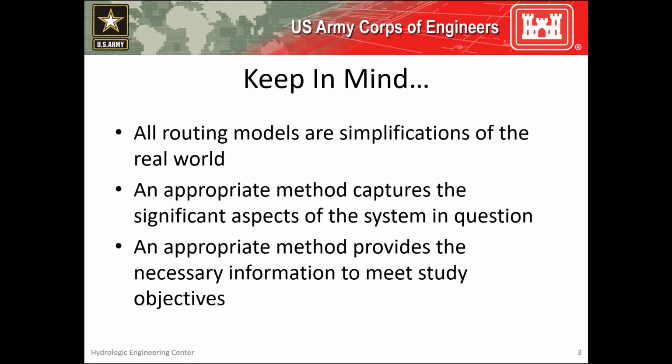Before we start, keep in mind that all routing methods are a simplification of the real world. Therefore, you must identify the aspects of the physical system that will most affect reach routing and go with the model that best addresses those needs. For instance, if there is going to be a significant amount of structures that affect the water surface profile in your study area, you must use a routing method that captures the influence of backwater. Furthermore, the appropriate routing method provides the necessary information to meet study objectives. If the goal of the study is, for instance, to identify the peak flow at some point in the watershed for sizing a culvert, a hydrologic method may be an appropriate choice.